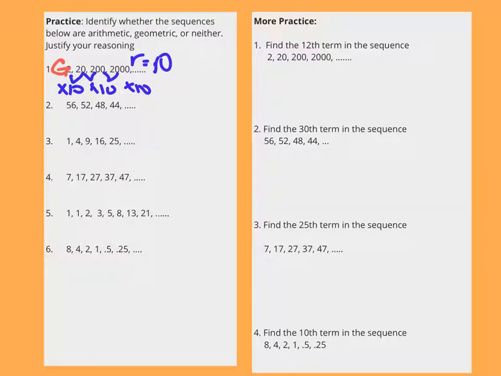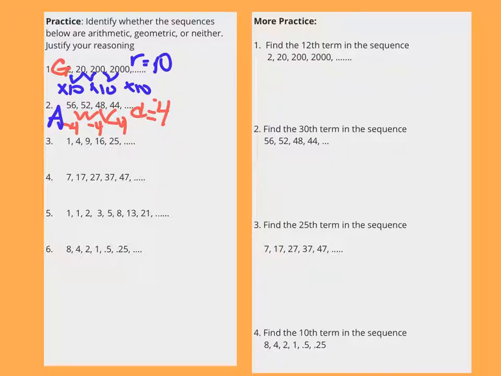If we look at sequence number 2, we have it decreasing, 56, 52, 48, 44, but it's decreasing pretty slowly. So I'm going to first check to see if there's a common difference. 56 minus 52 is going to give me 4, so I'm subtracting 4. 52 to 48 is taking away 4. 48 to 44 is taking away 4. So I have a constant difference of negative 4. So because there's a constant difference here, we're going to classify this particular sequence as arithmetic.